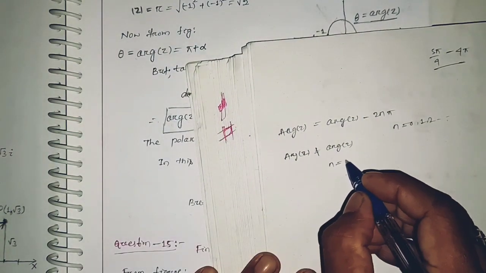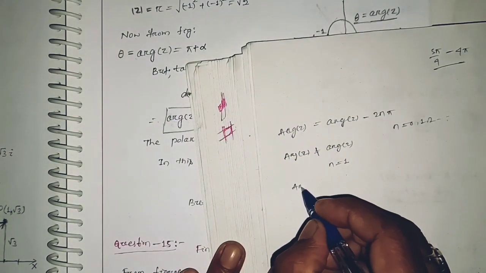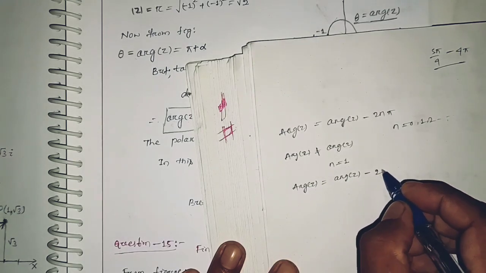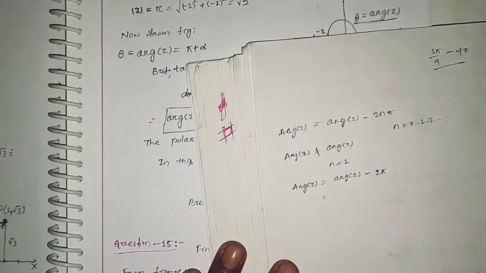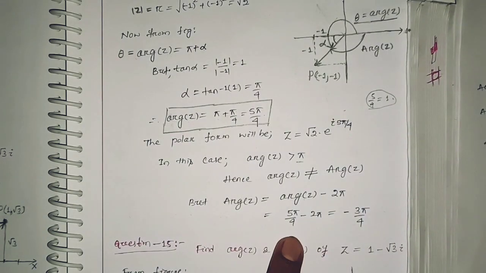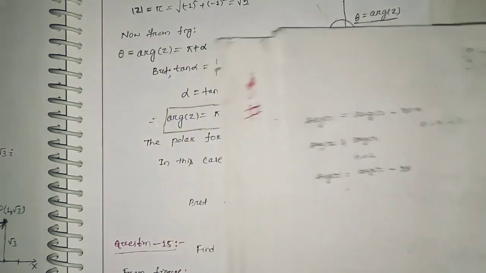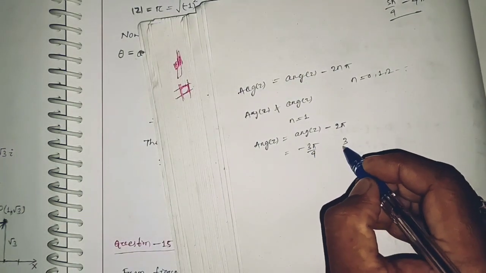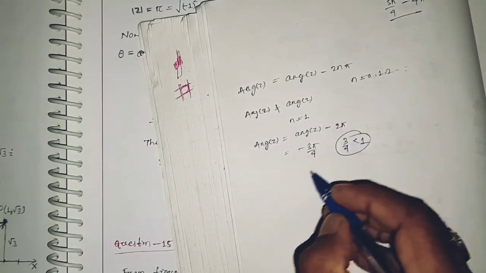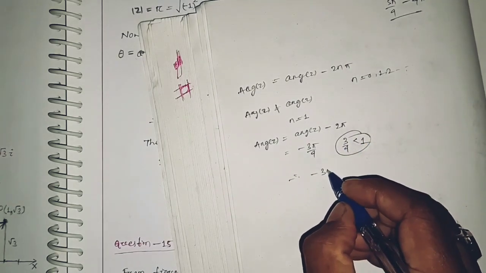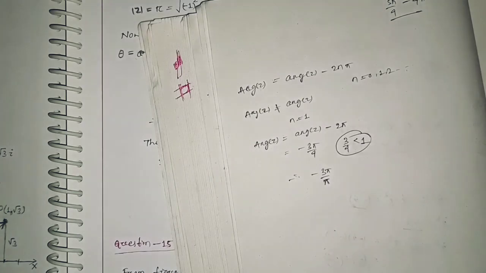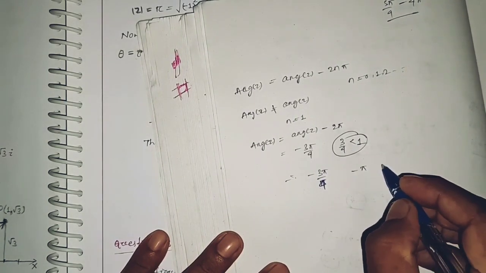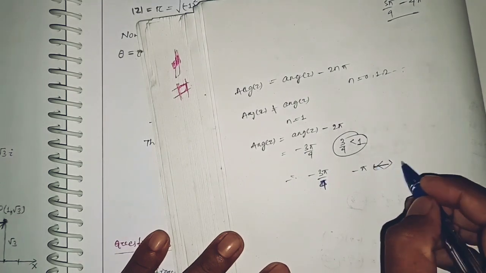Now we consider n equal to 1. The principal argument will be the argument of z minus 2 pi. So here, 5 pi by 4 minus 2 pi will be minus 3 pi by 4. Here 3 by 4 is less than 1, so obviously minus 3 pi by 4 is in between minus pi to pi.